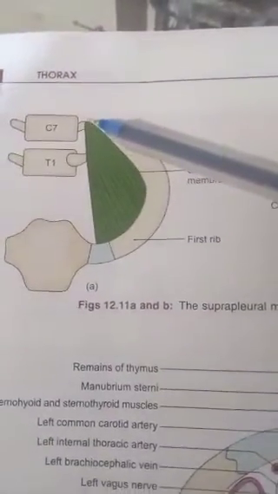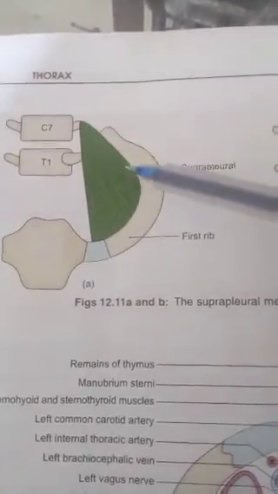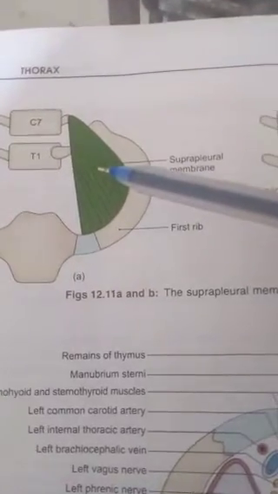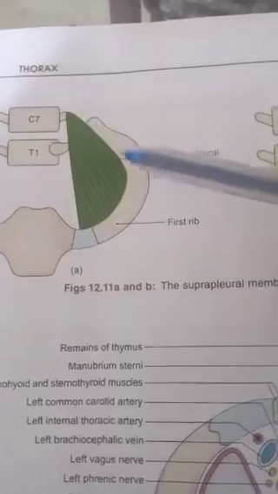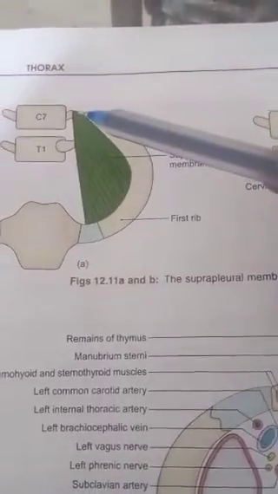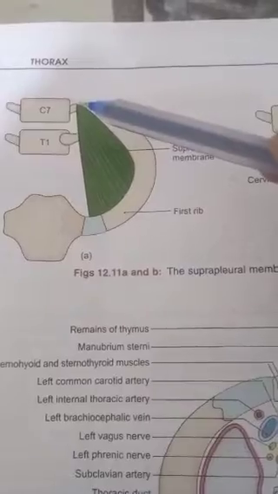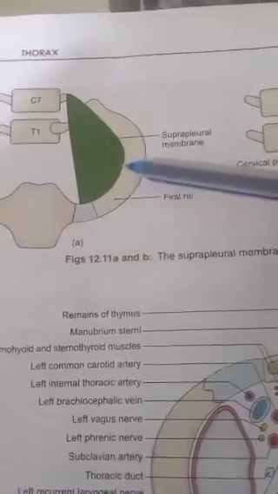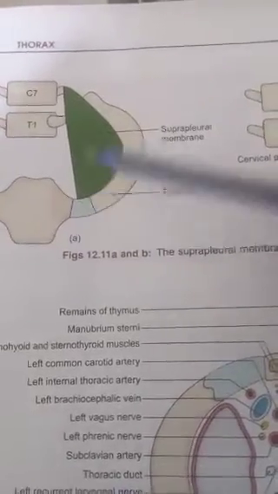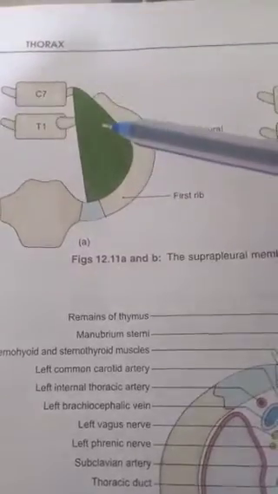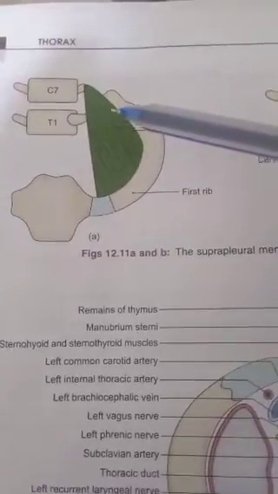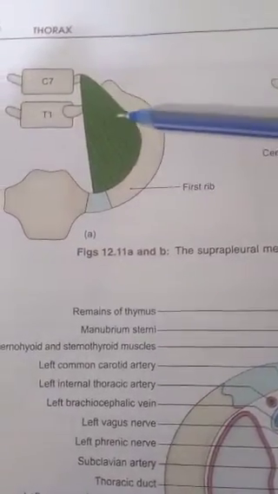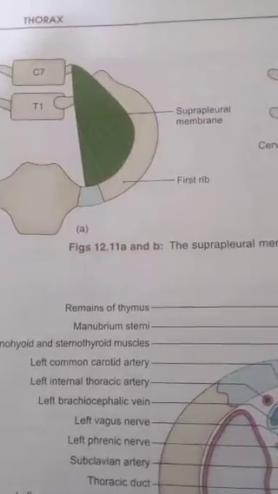Each half of the thoracic inlet is covered by a triangular membrane known as the suprapleural membrane or Sibson's fascia. Its apex is attached to the transverse process of the 7th cervical vertebra and its base is attached to the inner border of the first rib and its costal cartilage. Morphologically, it is regarded as a flattened tendon of the scalenus minimus muscle. Thus, it is formed by scalenus minimus and endothoracic fascia.